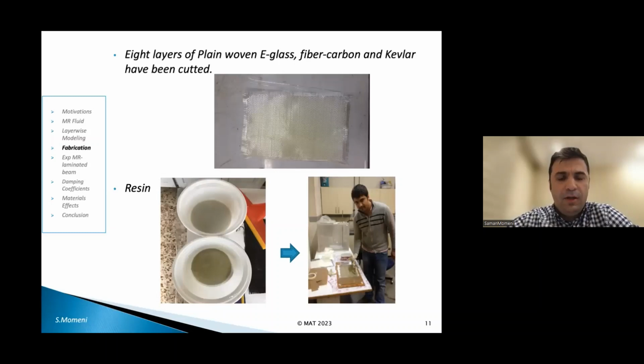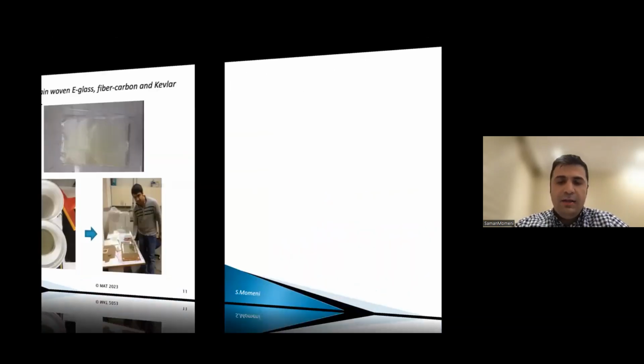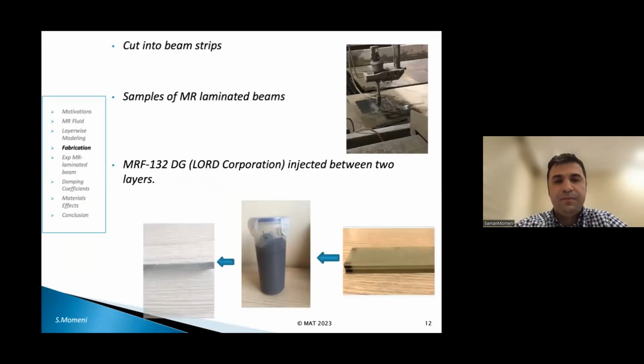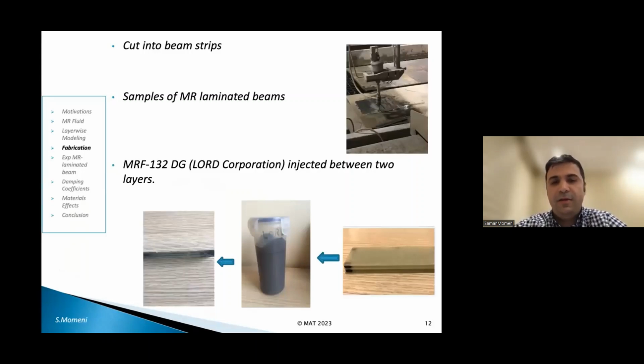After that, by hand layup method, we can use the structure, and at the end we put it into the autoclave for 560 minutes at 85 degrees centigrade. And in the next step, the plate is cut into beam strips and the samples of MR laminated beams are ready.